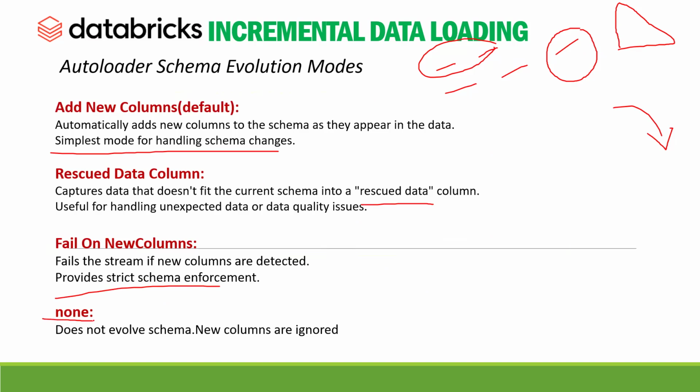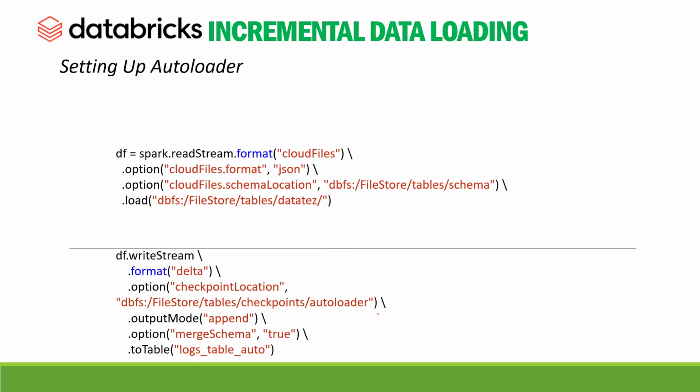And next we have something called none. It doesn't support schema at all. So if new columns are coming, they are silently suppressed. They are dropped. So new columns are ignored. So these are the different modes we have.